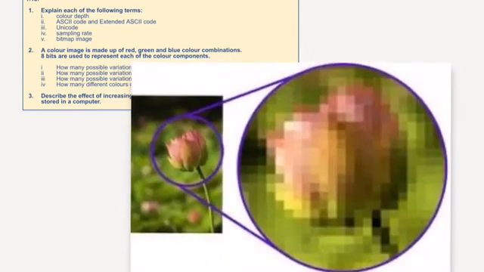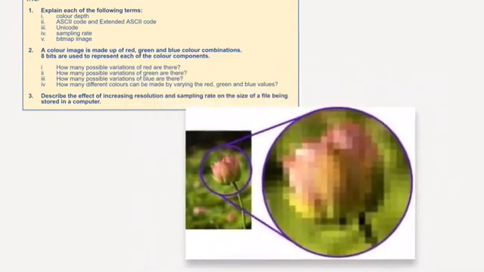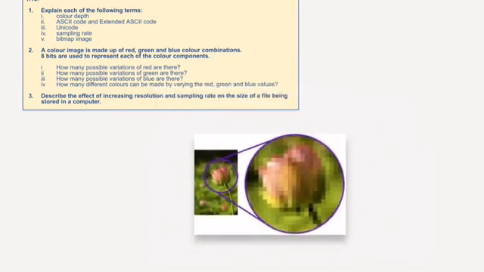Okay, what is a bitmap image? Well, a bitmap image is basically an image that's made up of pixels. And we can see here that it's made up of lots and lots of these tiny squares of colour. Obviously, the more pixels per inch, or pixels per centimetre, the higher the quality of the image. This is a bitmap image. Okay, so that's the first 5 explained.